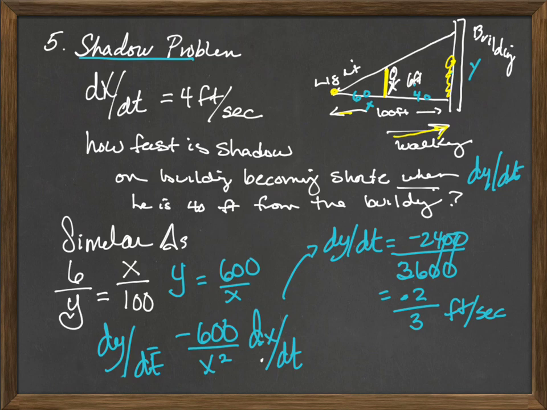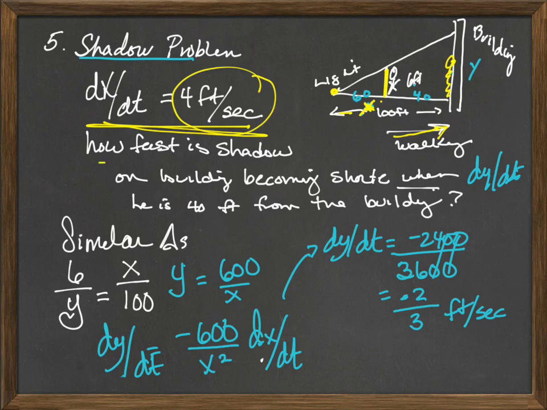And they say that he's walking away from the light and toward the building at 4 feet per second. So that is dx. If we're going to call this x, him walking, how fast is he walking, x, dx dt is 4 feet per second. So we write that rate down.